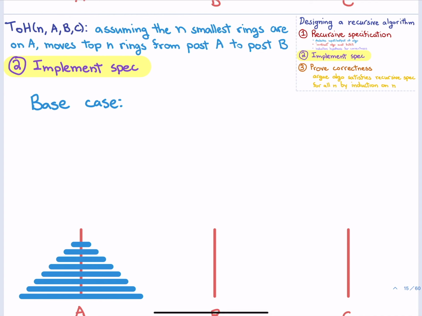One. What if you're really lazy? You could do even better than one. All right, zero. N equals zero. If n equals zero, there's not much to do. Okay, you're just done, right? You just don't do anything.